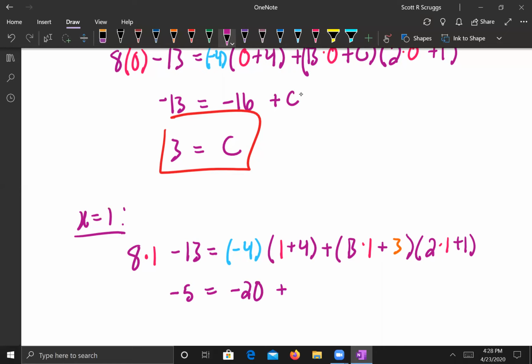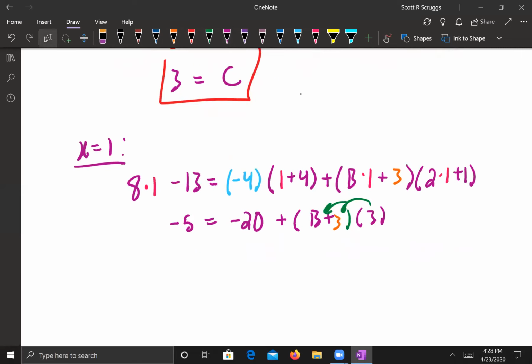So for the second term, I still have b plus 3, and then 2 times 1 gives me 3. And I'll distribute that 3. Well, that should be 3. I know that c is 3 now. So I use that. Now I distribute that 3 that I got from adding 2 plus 1. You give me negative 5 equals negative 20 plus 3 times b plus 9.